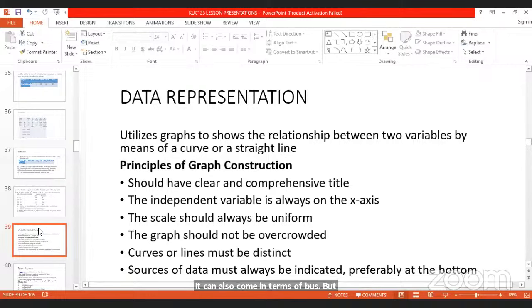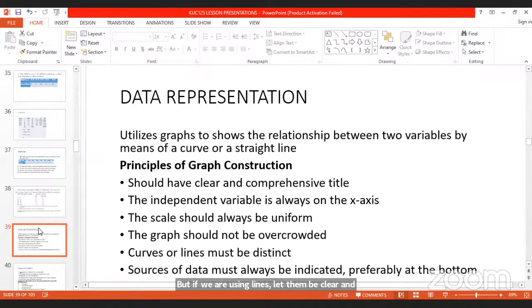But what is it that we need to know about graph construction? Because data representation is only about graphs. We need to have a clear and comprehensive title on it. And always the independent variable is on the x-axis, while the dependent variable is on the y-axis. The scales on the x and y-axis need to be uniform, and we need to be very clear not to overcrowd. If we are using lines, let them be clear and distinct.